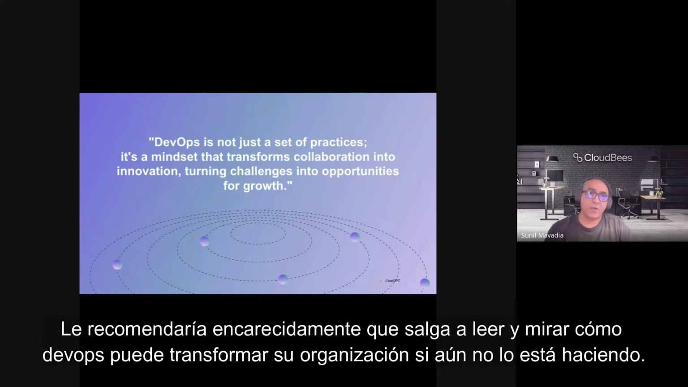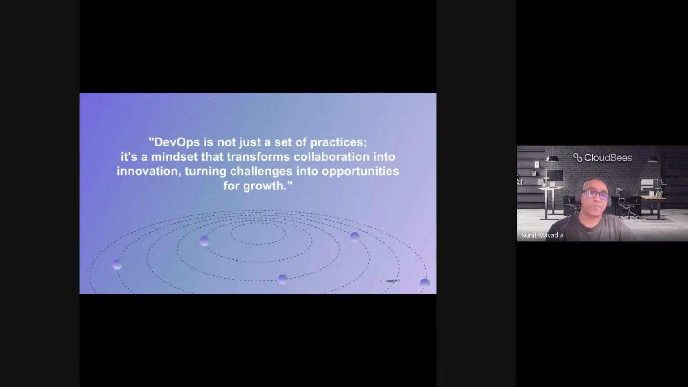And I would highly recommend that you go out and read and look at how DevOps can transform your organization if you're not already doing that.